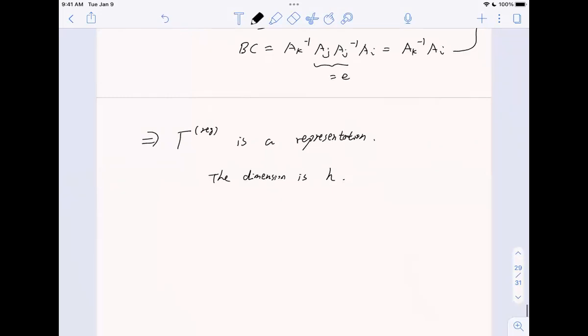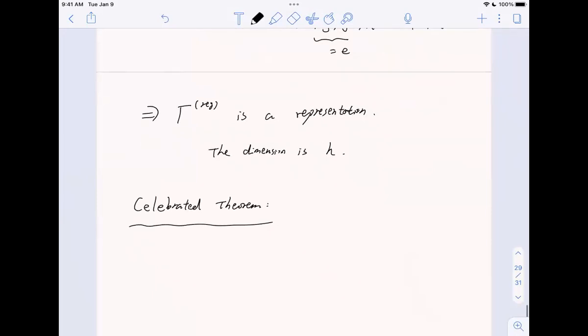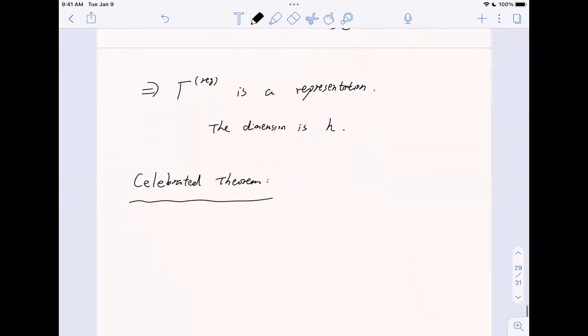Okay, next, there's a theorem. The name is very interesting. The name is called the celebrated theorem. I don't know why they gave such a name. Probably they were very happy that they proved something great, so they celebrate. Okay, so let's decompose this reducible representation. Let's say you have an AI. We have this formula, right? We just learned this formula.